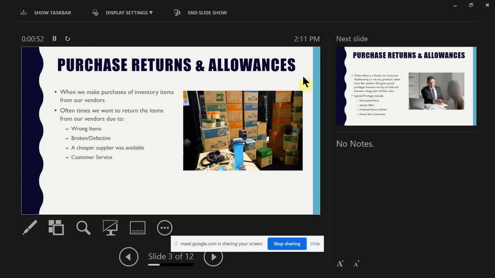Many other reasons too. Even poor customer service, right? If this vendor decides to just keep sending you all the wrong stuff and you've had enough of their poor service and they're not handling it very well, you could also say goodbye to that company and be like, I don't like you. All right? There's many, many reasons to why we have returns and allowances, okay?